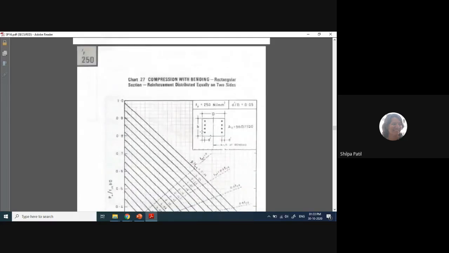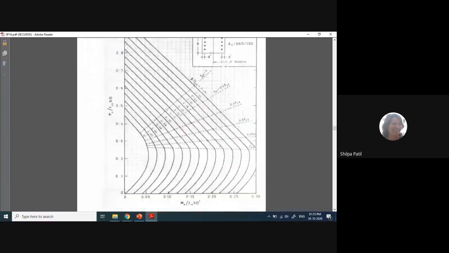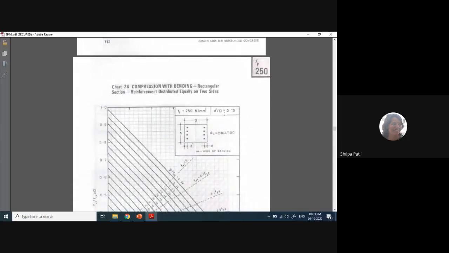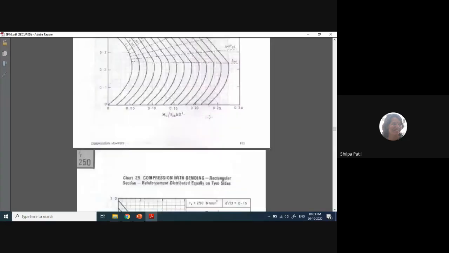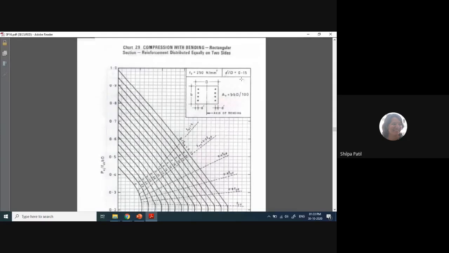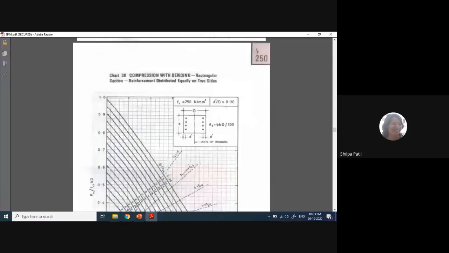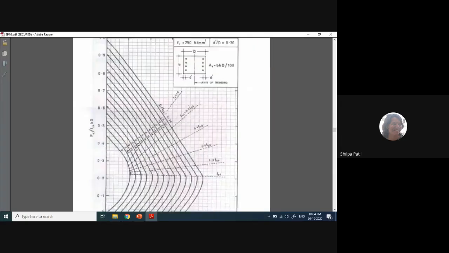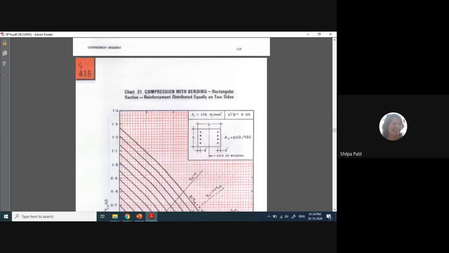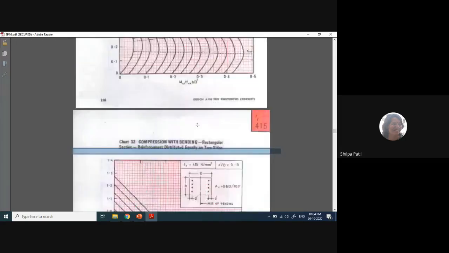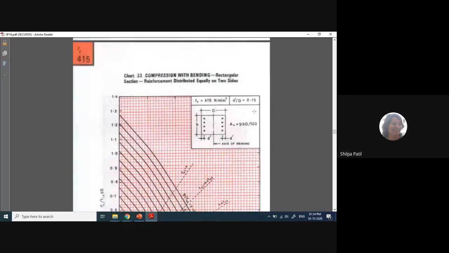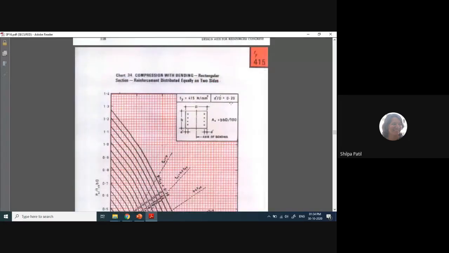Okay, so this is the first interaction curve. Then the next chart gives the curve for the d dash by d ratio 0.1. The next chart gives the curve for ratio d dash by d equal to 0.15, then 0.2. Okay, all these are for Fe250. Then on the next page, you'll find out for Fe415, again the four ratios 0.05, then 0.1, then 0.15, and then 0.2.